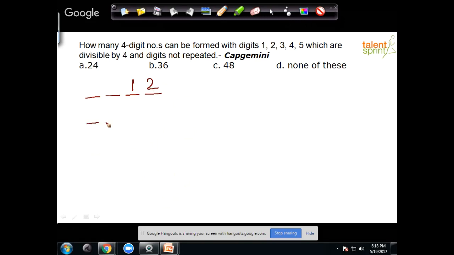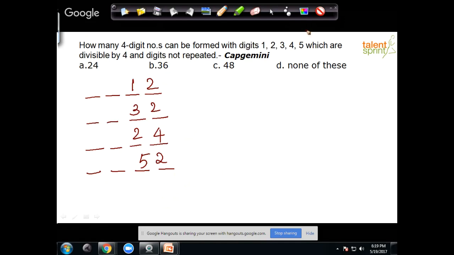Similarly, when the last 2 digits is 32, 3 and 2, I'm taking 3 and 2 from these numbers, the given number is going to be divisible by 4. Similarly, when the last 2 digits is 2, 4, that is 24, and 24 is divisible by 4, in that case also, any number will be divisible by 4. Similarly, when the last 2 digits is 52, then also the given number is going to be divisible by 4.